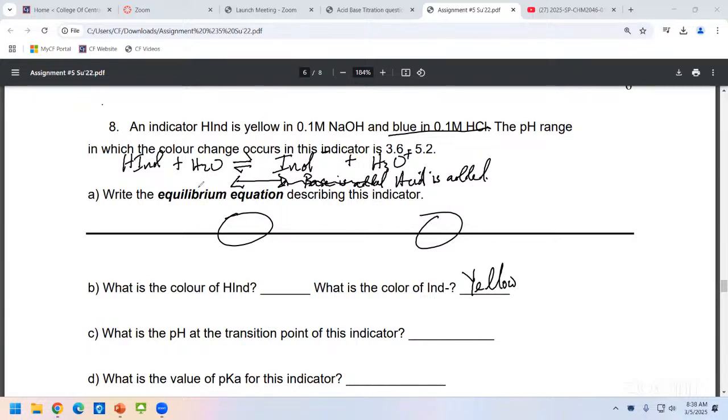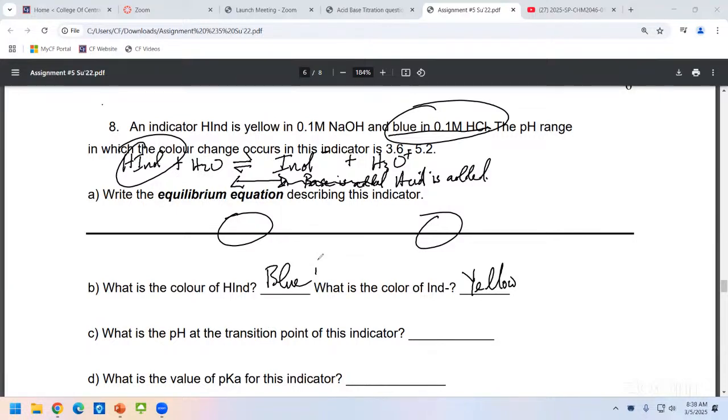If it shifts in another direction and the solution becomes blue as a result, what does that tell you about the color of the HIND? The color will be what? Will be blue. All right? So this is how this indicator works, right?